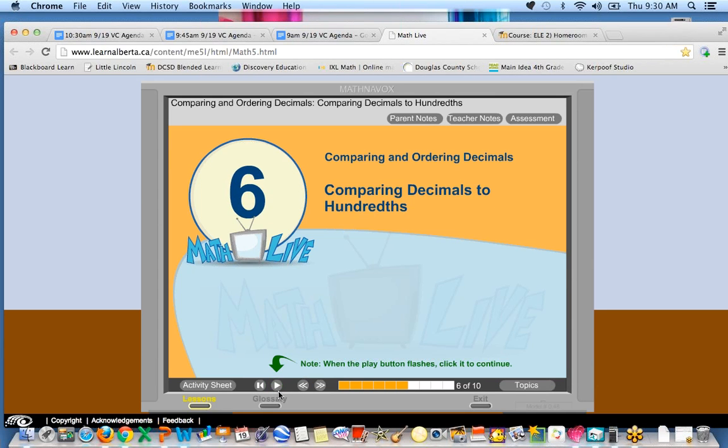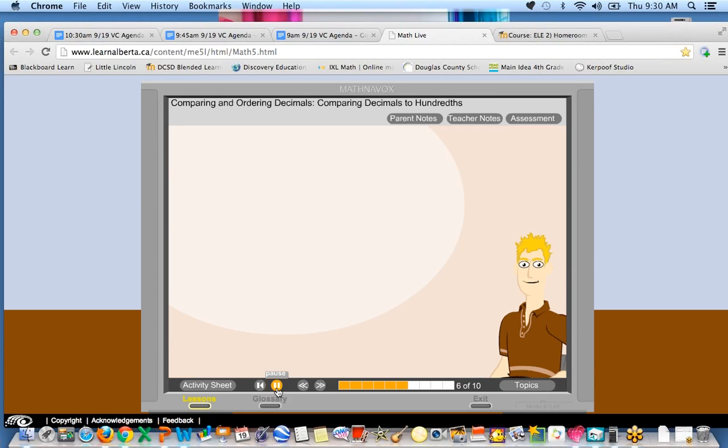Okay, let's get a little harder. All right, moving on. We can also compare decimal numbers that have digits as far as the hundredths place. There, now it's getting a little more complicated.